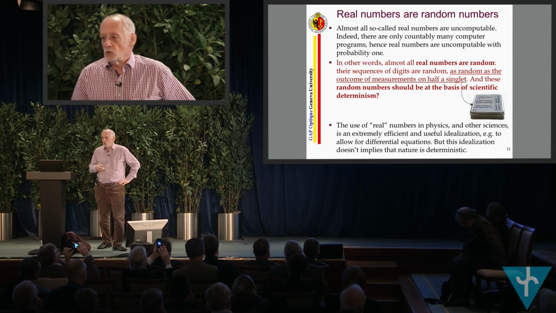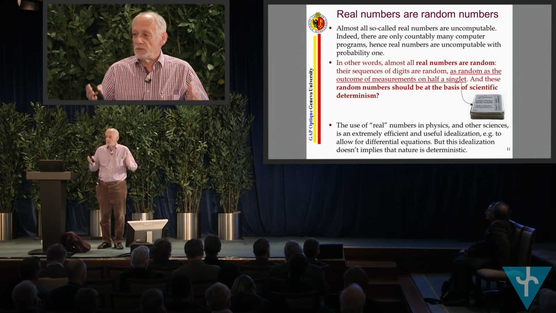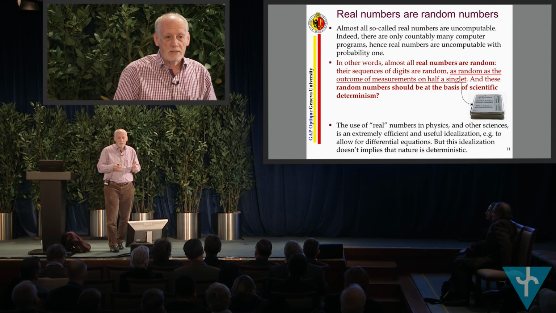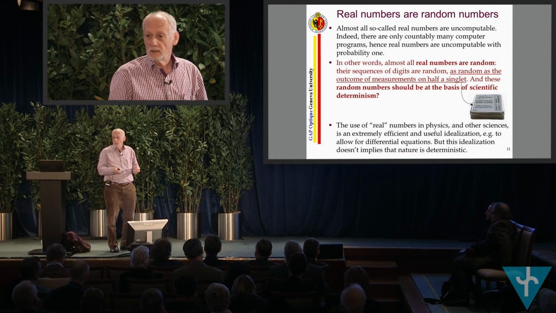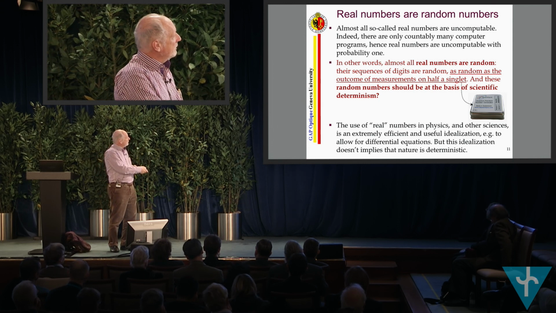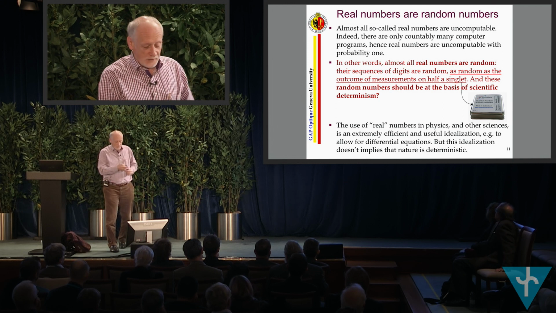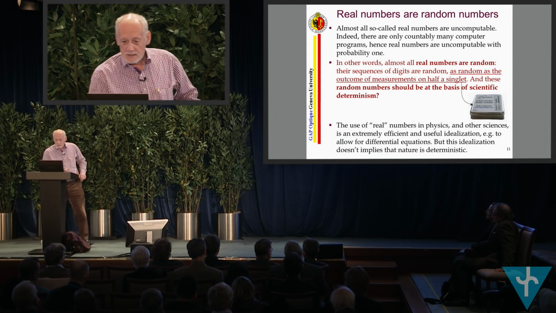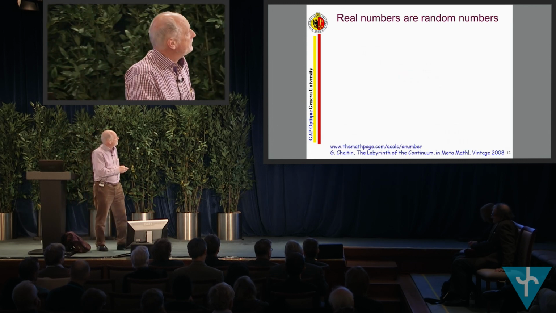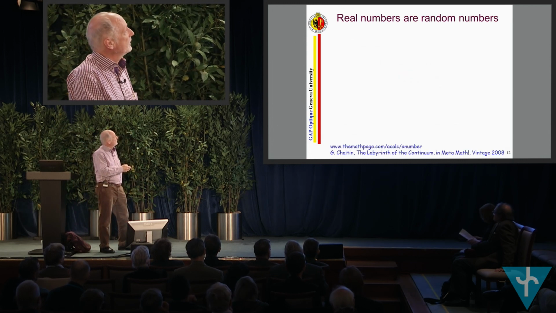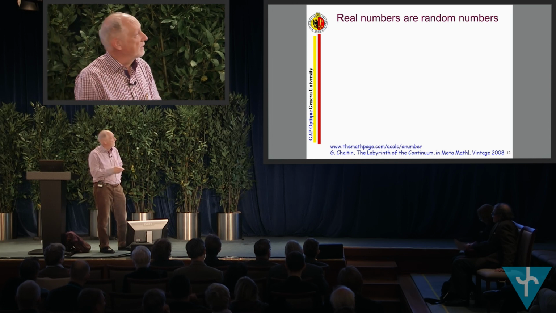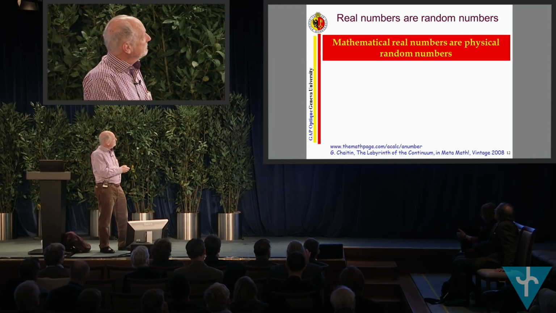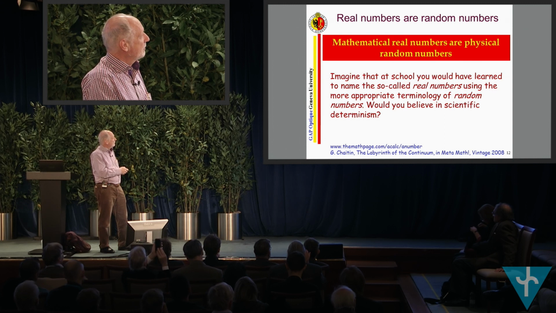This doesn't mean that we should now forget everything about real numbers. Real numbers are still extremely useful to do our theory. So no way to throw that away. But it is only an idealization. So real numbers are actually random numbers. Mathematical real numbers are physical random numbers.